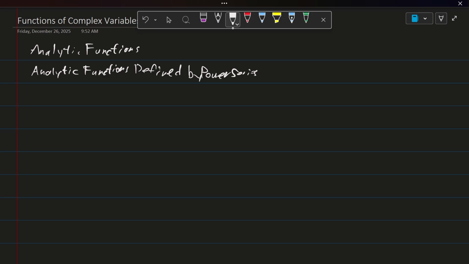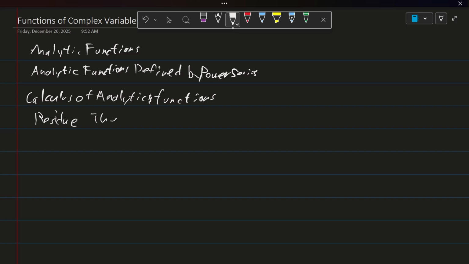And then we'll be doing calculus of analytic functions. And then after that, from the calculus of analytic functions, we find that we have something which we call the residue theorem. And from this residue theorem, we will later be able to develop the Taylor series for analytic functions.